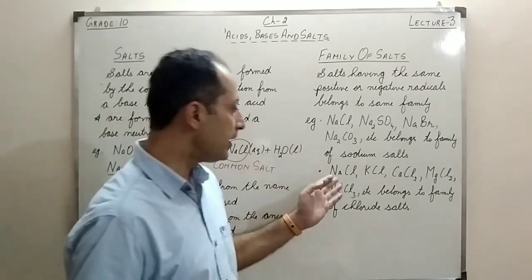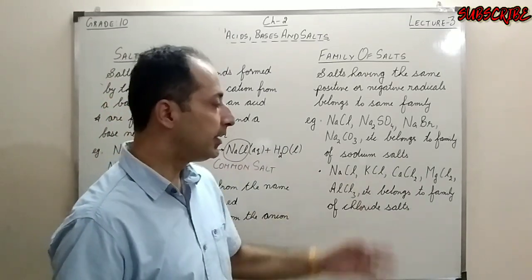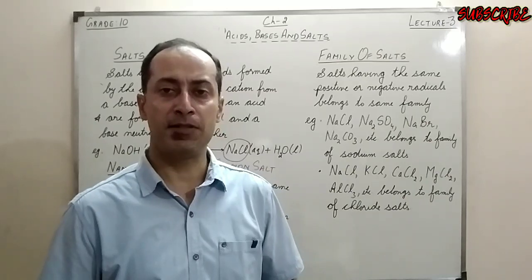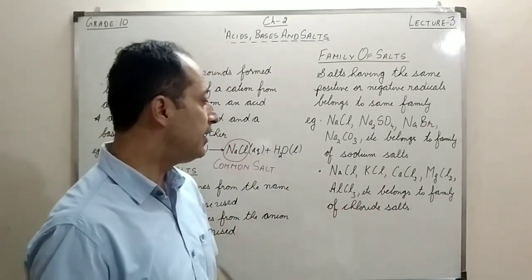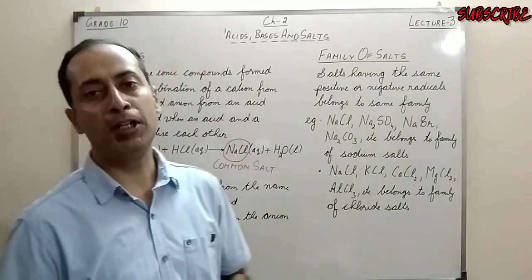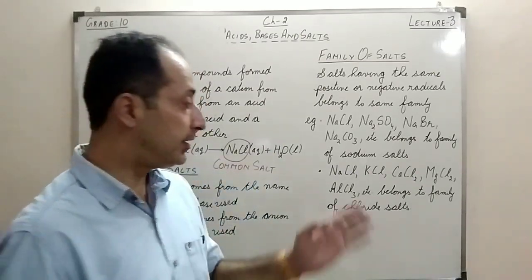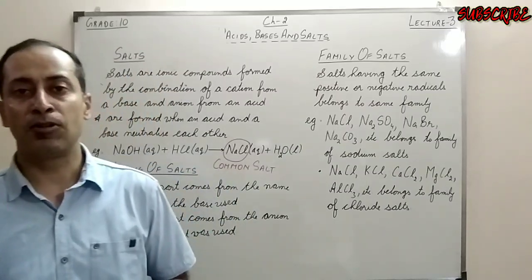Next, I have written NaCl, sodium chloride, KCl, that is potassium chloride, CaCl2, that is calcium chloride, MgCl2, that is magnesium chloride, and AlCl3, aluminum chloride. They belong to the family of chloride salts. Why? Because the second part of all these salts is the same, and that is chloride.